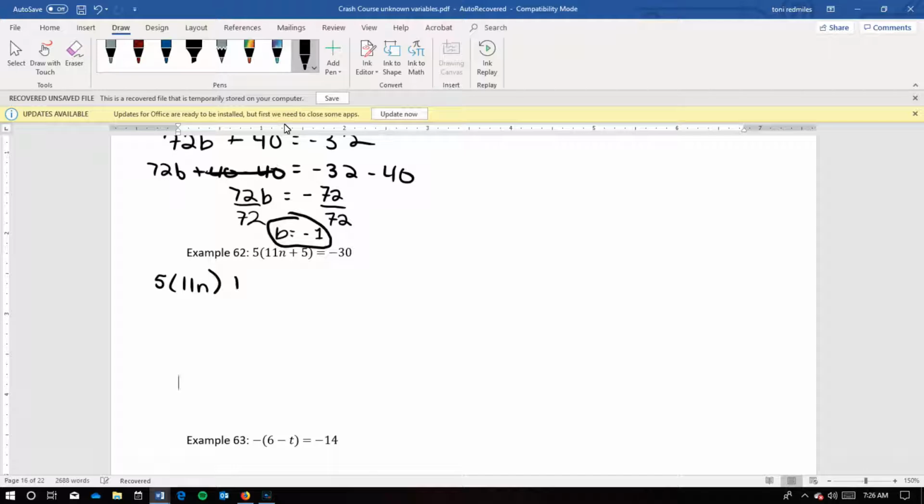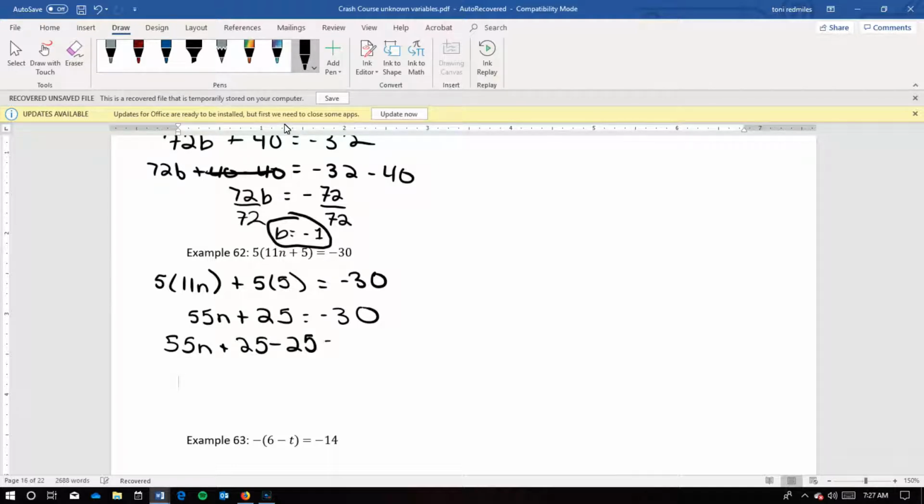Alright, distribute through the 5. 5 times 11n is 55n. 5 times 5 is 25. The 25 is adding to the n, so I'm going to subtract it from both sides in order to get rid of it. Now I got to divide both sides by 55 because it is being multiplied, and n is going to equal a negative 1.